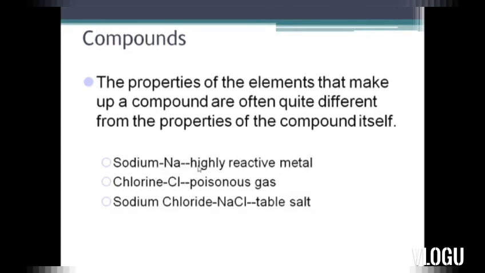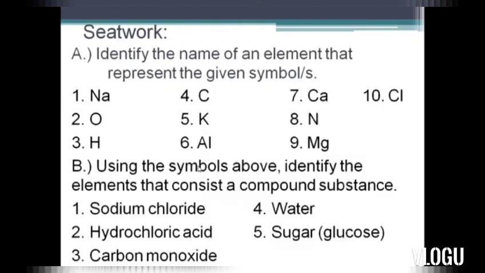Next, some compounds. The properties of the elements that make up a compound are often quite different from the properties of the compound itself. We have sodium, highly reactive metal. We have chlorine, poisonous gas. And sodium chloride is table salt. Ayan. So, table salt, sodium chloride with the symbol of Na and Cl.